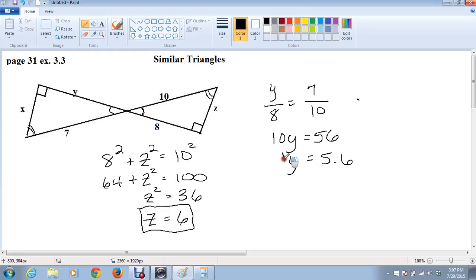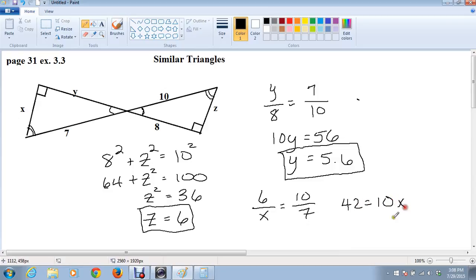Got Z, we've got Y, and now we just need to find X. So we can set up a proportion again using Z now that we have it. Z is across from the single arc, and so is X. So I can set up another proportion. I can say that Z, which is 6, is to X as, we'll just use the hypotenuse again, 10 is to 7. And then we can cross multiply, and we get 42 equals 10X, so X equals 4.2.